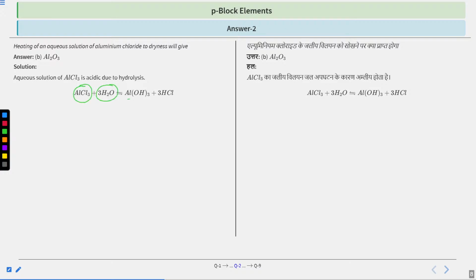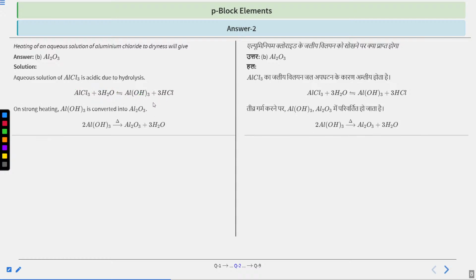Due to hydrolysis, it will give what? It will give you Al(OH)3 plus 3HCl. Now if you heat it, then you will get what? जैसे ही इसे हम हीट करते हैं तो इससे हमें क्या मिल जाता है? Al2O3 मिल जाता है, ठीक है, और 3H2O मिल जाता है. तो ओवरऑल रिएक्शन आप इन दोनों को अगर ऐड करोगे तो आपका फाइनल इक्वेशन आपको मिलेगा, ठीक है. So your correct answer would be B.